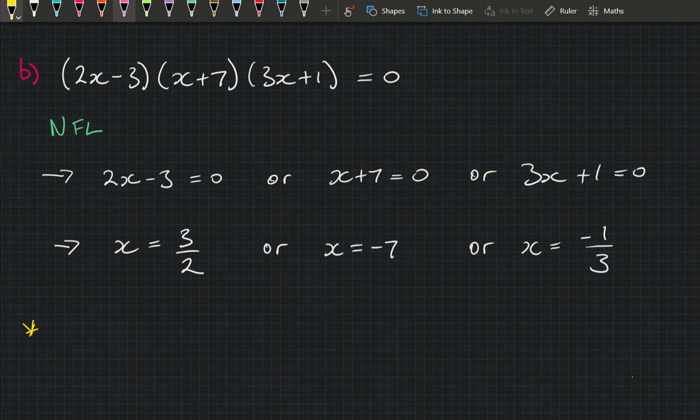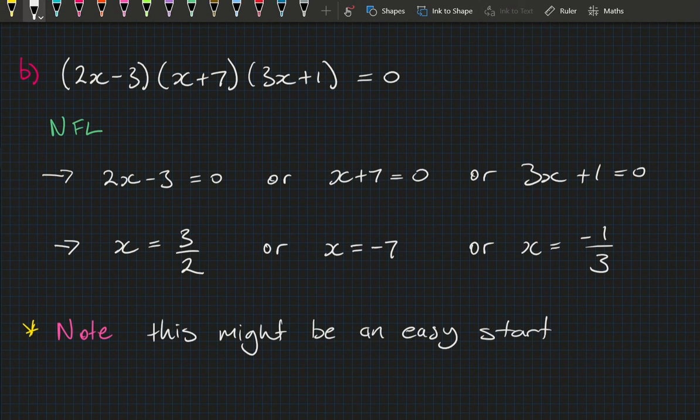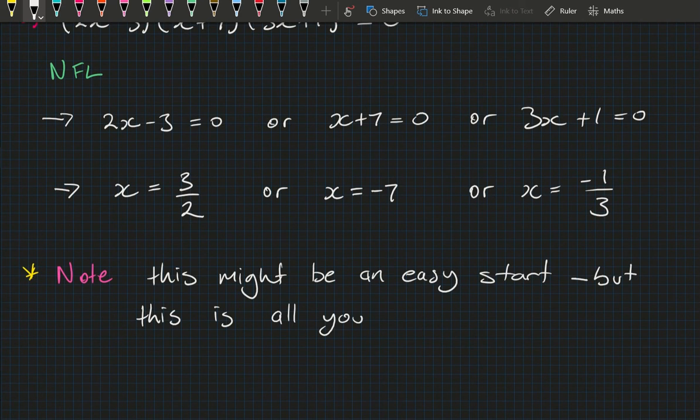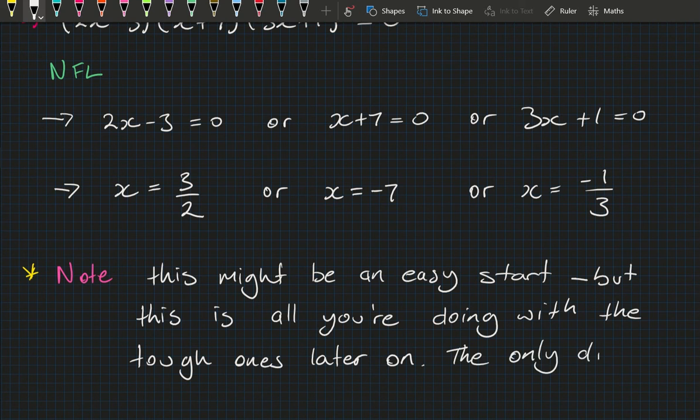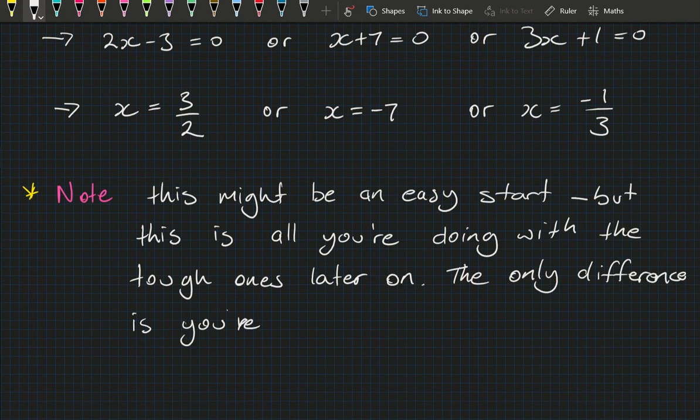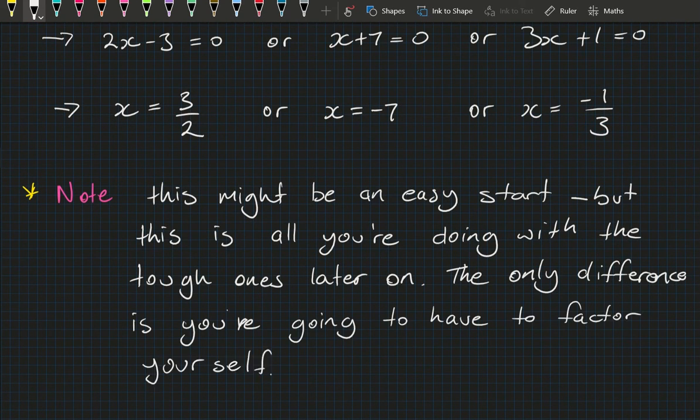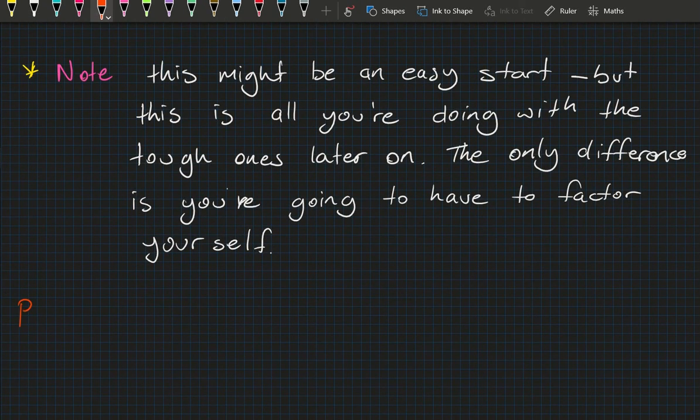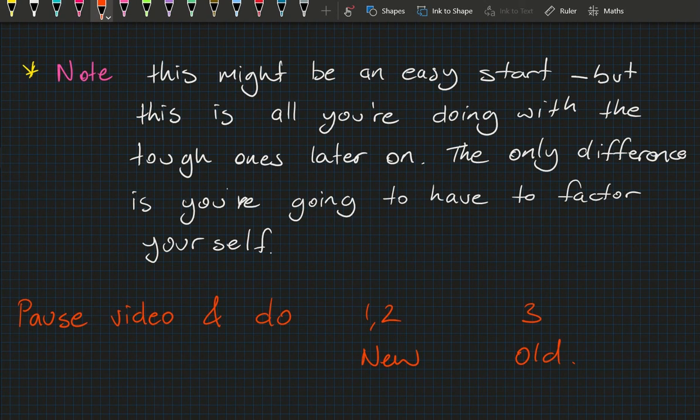Okay, so we've got our three values where this polynomial could be 0. At this point, you should note that it might be an easy start to this lesson, but this is really all you're going to do with what might seem tough to you later on. The only difference is you're going to have to do the factoring yourself. Alrighty, pause that video now and do questions 1 and 2 if you've got the new book, or question 3 if you have the old book. And then I'll see you in the next section.